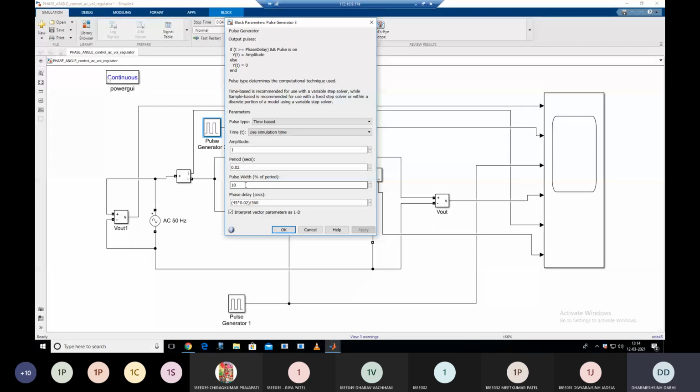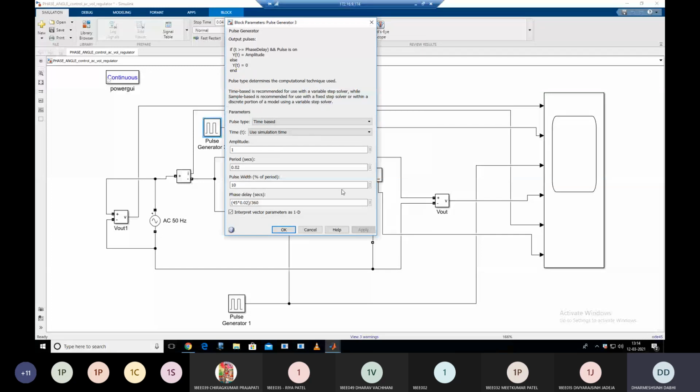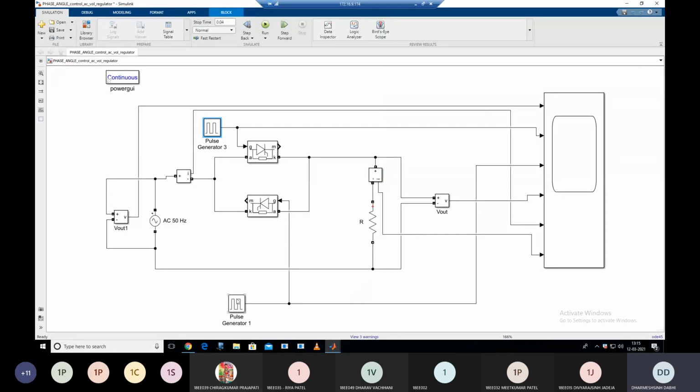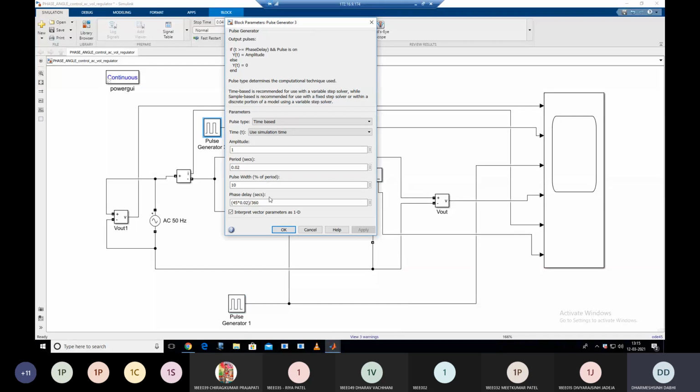As you know, if you apply any gate pulse for any duration of time, once it is on, it will remain on up to the next zero crossing instant. So here I take the thyristor, not an ideal switch. Once you provide the gate pulse to this thyristor, it will remain on up to 180 degree, or you can say up to the next zero crossing instant. Same way in pulse generator 2, I apply the amplitude. You can apply any amplitude, here I apply 1. Period as it is, 0.02 seconds. Pulse width is 10%. Now the change is in the last parameter, phase delay.